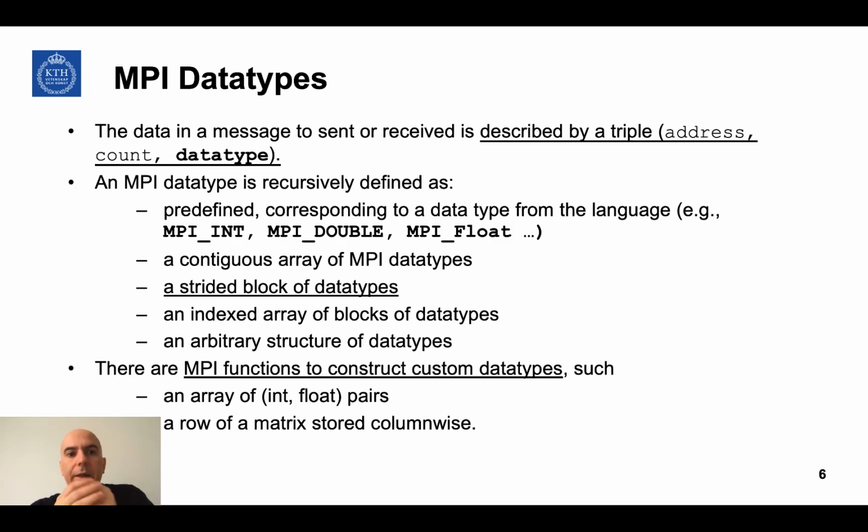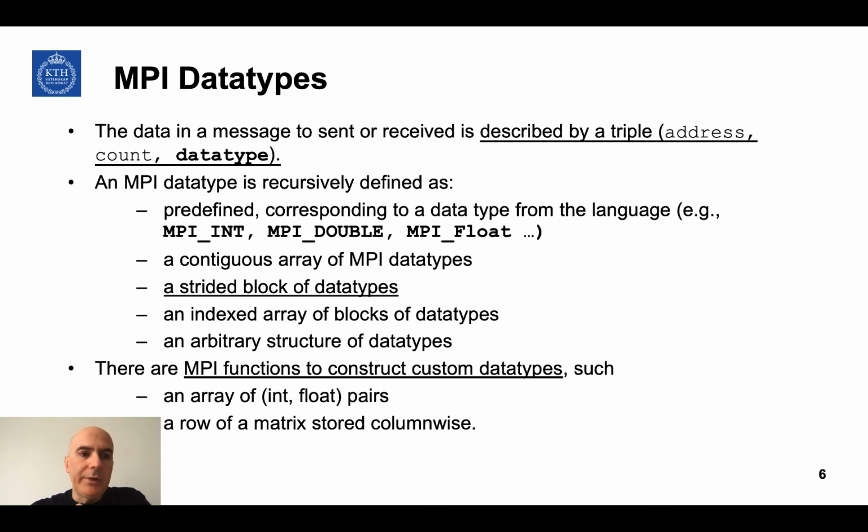So in MPI, as we saw in MPI send and receive, the data in a message to be sent or received is described by a triplet consisting of the starting address, the count, and the data type. So today we focus on this data type. At the moment we just use a primitive data type, so MPI int, MPI float, MPI double. We can actually define our own MPI data type. So how do we do that?